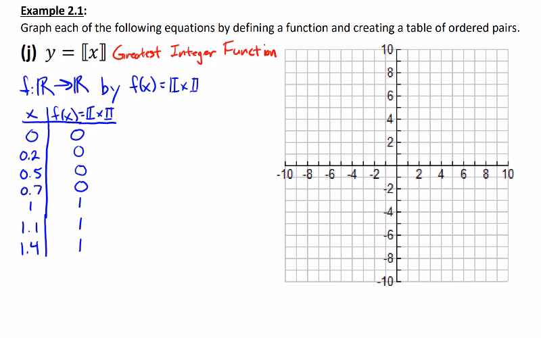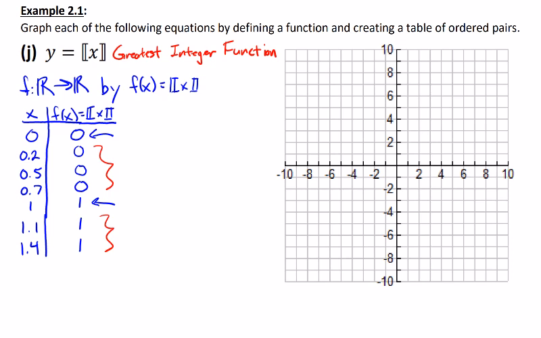So essentially what we have here is a function that always takes your value and rounds it down. Now when we're talking about 0 and 1, those are already integers to start with, so we don't have to round those down. But 0.2, 0.5, 0.7, 1.1, and 1.4 are all decimals. They're not integers. So you round them down to the closest integer that you would have. So everything rounds down. That's what this thing does.